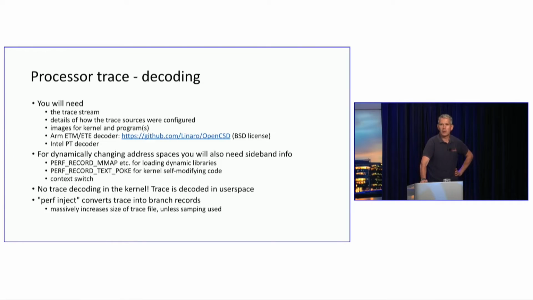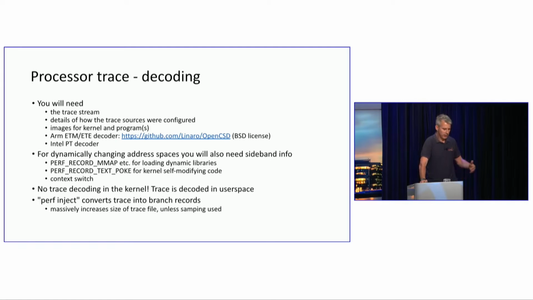So, going into more detail on decoding. Decoding needs information about how the trace was configured. In perf, this is all in the perf record aux trace info. So there's some metadata there which explains how the trace source was configured so that you can decode it. You need the images for the code. So for things like dynamic libraries, this is all handled with mmap records. For code that patches itself, certainly in the kernel, there's now a text poke record. This is relatively new, and the kernel can then notify any consumer that the code has changed.